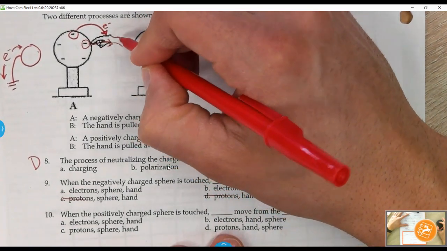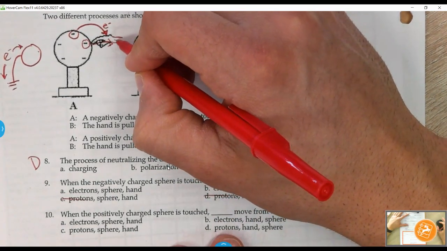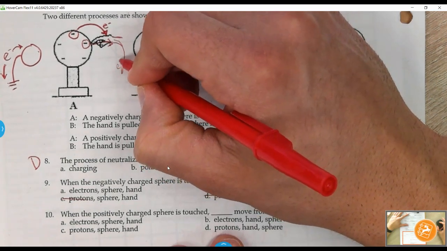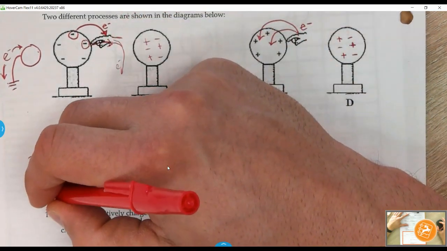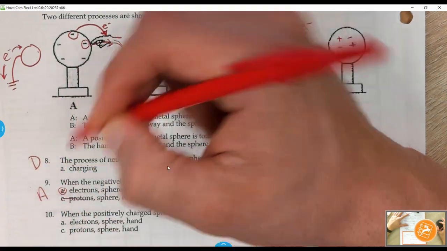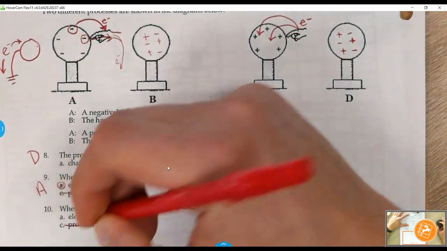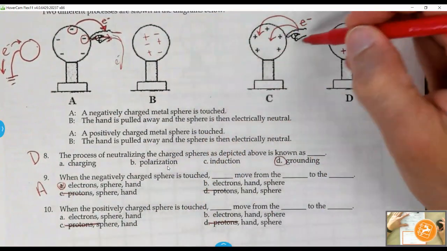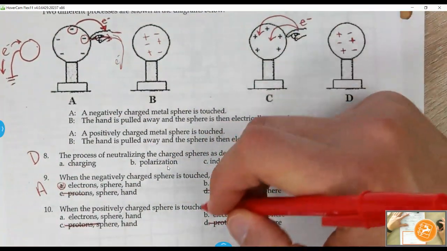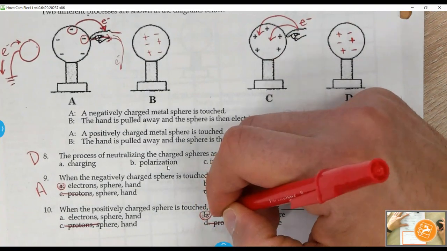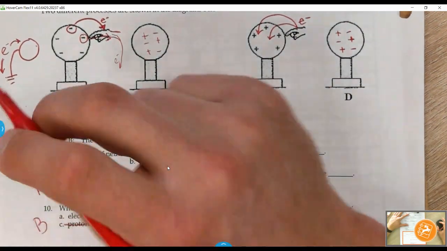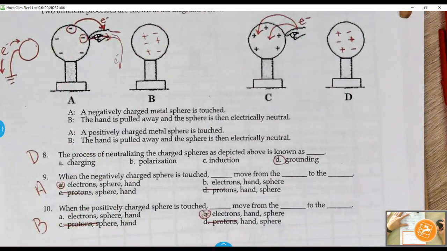Now they have a path away. And then on the positively charged spheres, again, the protons don't move, so electrons go from the hand to the sphere in order to keep the charge overall neutral.